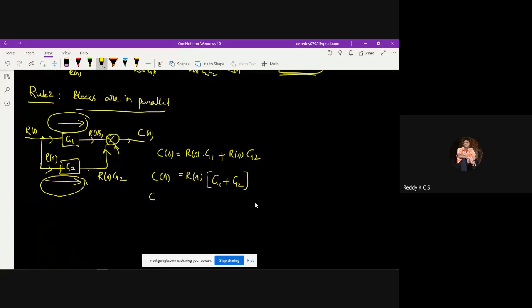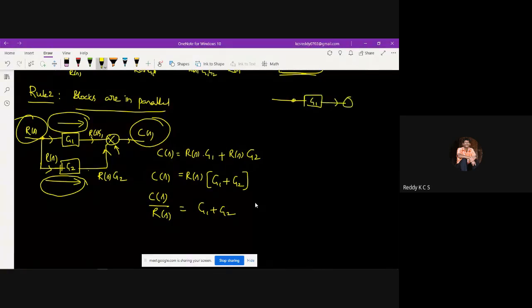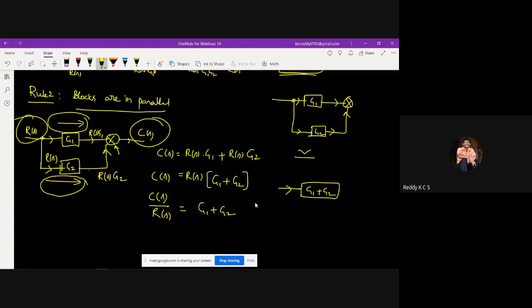So it means that C of S by R of S, which is the transfer function of the given block diagram, because this is the output and this is the input, is equal to just G1 plus G2. The whole block diagram will be converted into a single block, which is equivalent to just adding the signals G1 plus G2, with C of S as output and R of S as input. So this is equivalent to this.